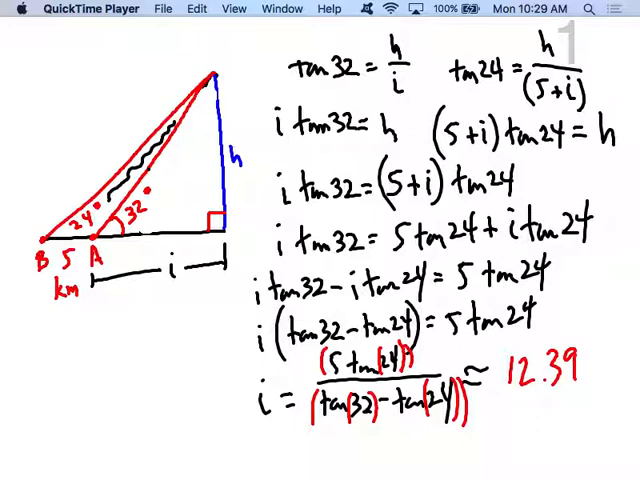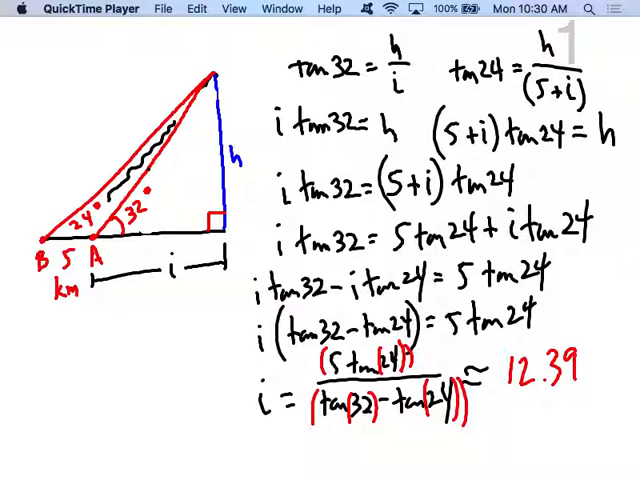12.39. Done? No? Why not? Say again? No. You have to find the height. We solve for I, which is this weird distance from where you're standing at point A to the very bottom of this mountain buried under a bunch of earth. We don't care about that. We need to find H.